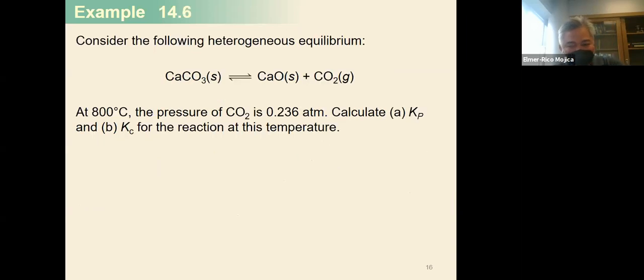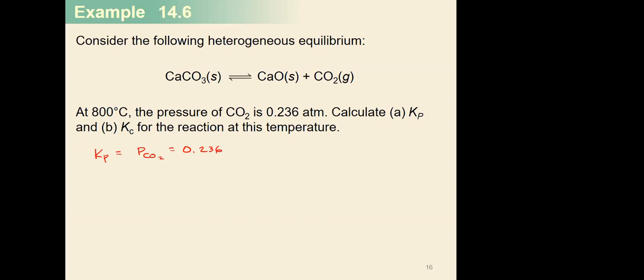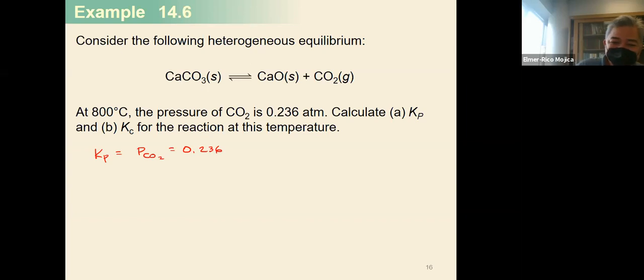Now, how about if we have a problem like this one? How are we going to calculate it? Consider the following heterogeneous equilibrium: calcium carbonate producing calcium oxide and CO2. At 800 degrees Celsius, the pressure of CO2 is 0.236 atmosphere. Calculate Kp and Kc for the reaction. So can we say Kp is just your partial pressure of CO2, which is 0.236, right? Can we say the answer there is 0.236 already? Yes. Because that's the only one that you have.